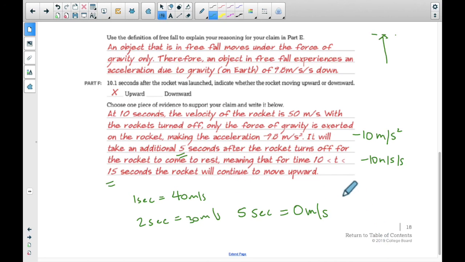Okay, this question continues on the next 2 pages. So let's go ahead and move on to the next 2 pages.